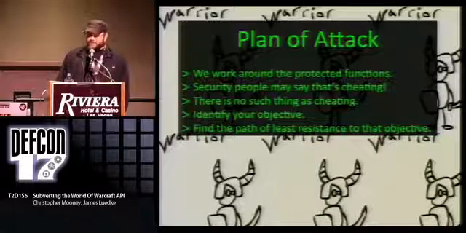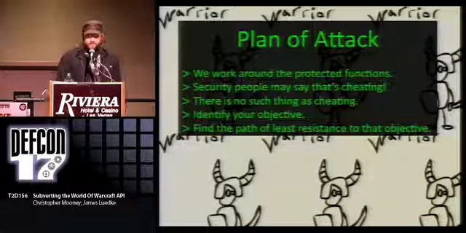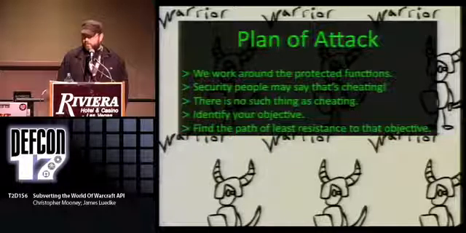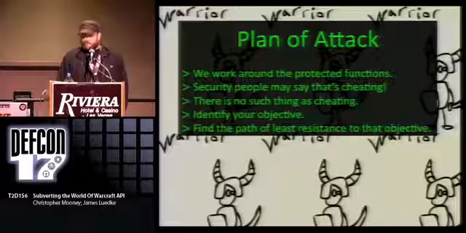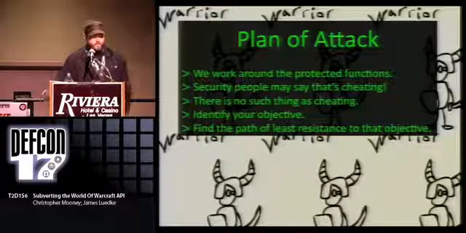So I know that some of you may say that's cheating. There's no such thing as cheating in computer security. We just identify our objectives and find the path of least resistance, that weakest link.